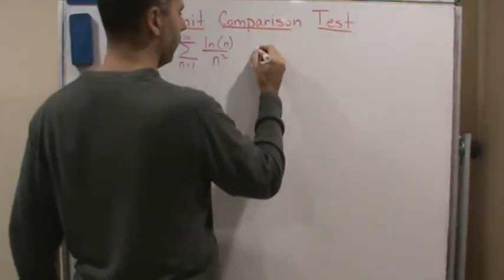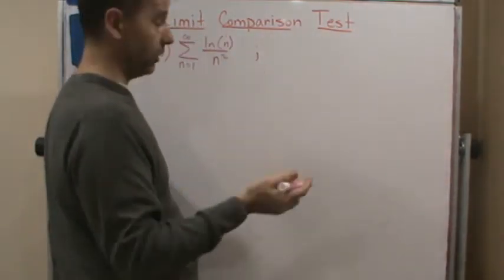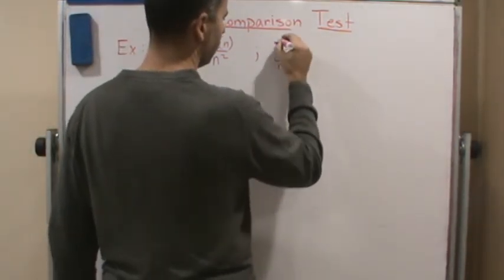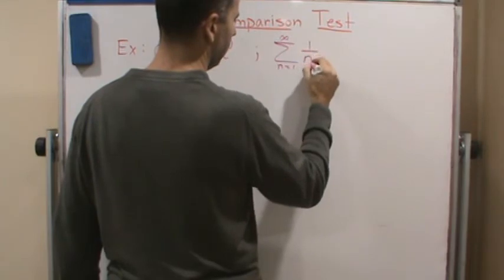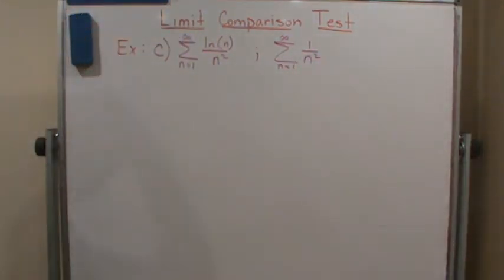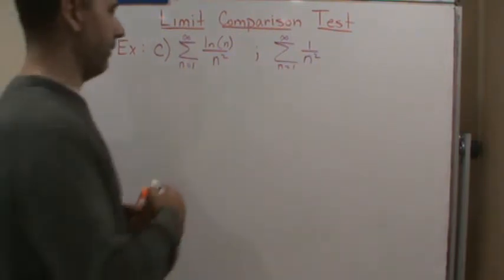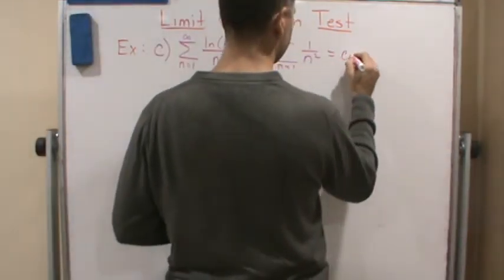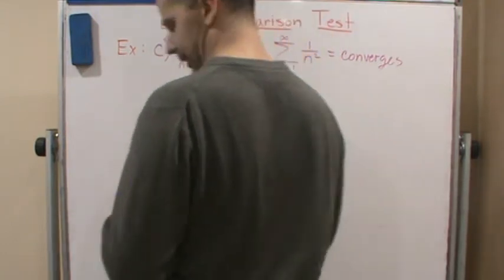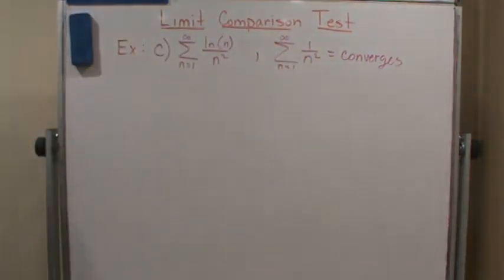Okay, so now what we're going to do, it didn't work the last time, it was inconclusive, so let's use the series n equals 1 to infinity of 1 over n squared. Well, obviously this converges, right? It's a p-series where p is greater than 1.